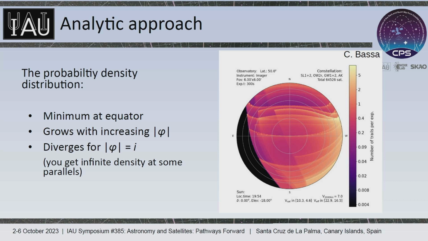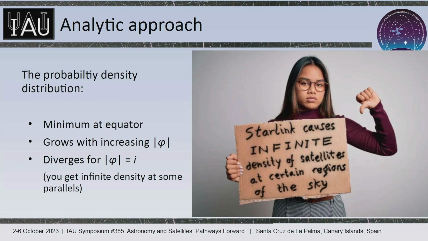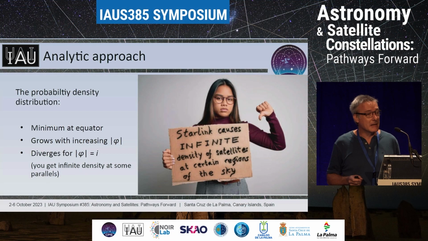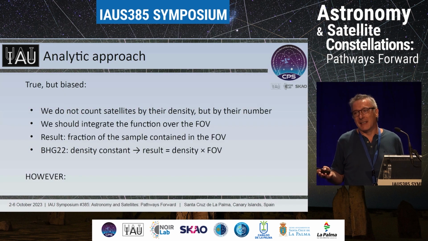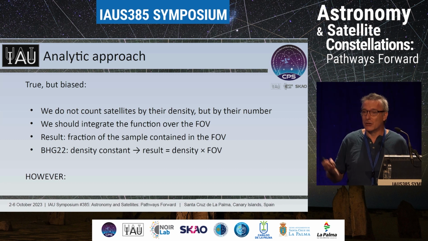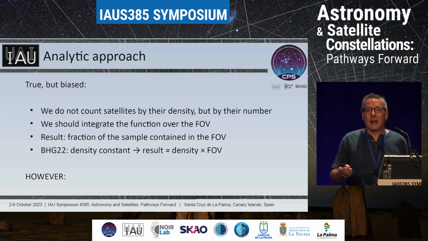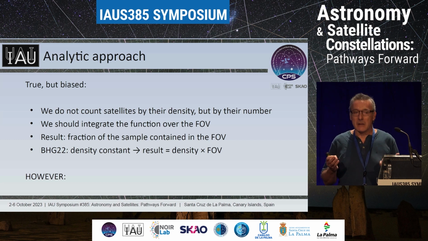By the way, we are not using this fact, not yet, in our propaganda, but we have reasons to defend that this statement is true. So don't worry, I will not include this image in the proceedings. But it is true. So Starlink is causing infinite density of satellites at certain regions of the sky. Well, this is technically true, but we should not say this in public because this statement is biased. Even Sputnik 1 was causing an infinite density of satellites at certain parts of the sky. No? Because we are not counting satellites by their density, but by their numbers.